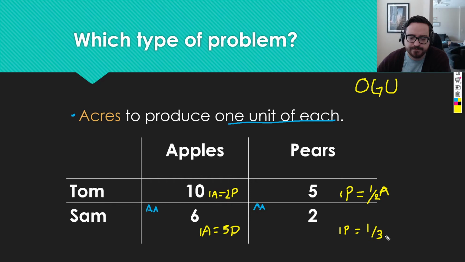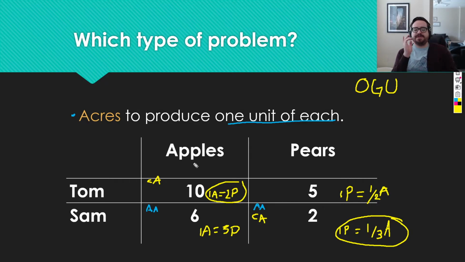There we go. Okay, so who has the comparative advantage in apples? Comparative advantage is still who has a lower opportunity cost, so that would be Tom. And then Sam has it for pears. So Sam has the comparative advantage in pears. Tom has the comparative advantage in apples.